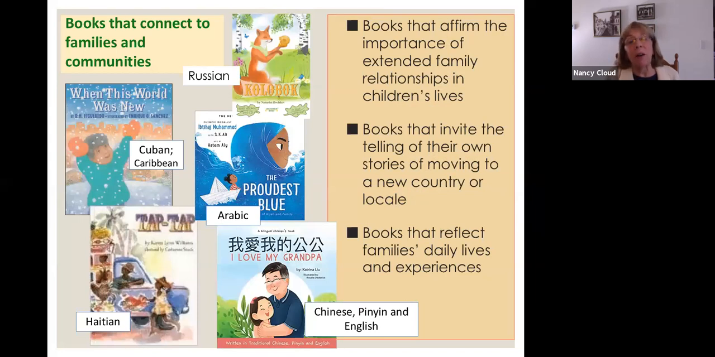So we want a lot of books that connect to the families and communities that we serve. Even if the books are in English, or maybe they're bilingual books, which is terrific, we want to make sure that they're representing experiences that relate to families, because when we send unfamiliar books with unfamiliar experiences home, the parents don't really even know what they're supposed to do with it. And we really want to support our families' ability to contribute to the literacy of their children.